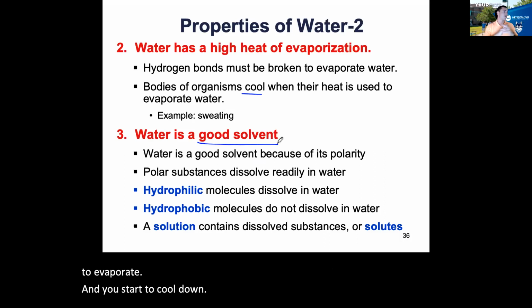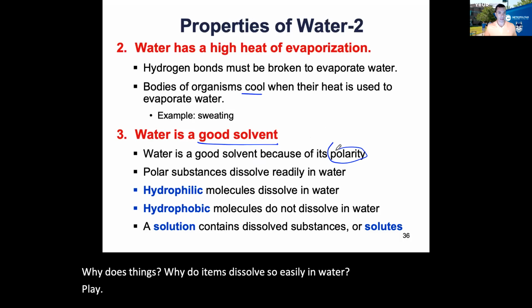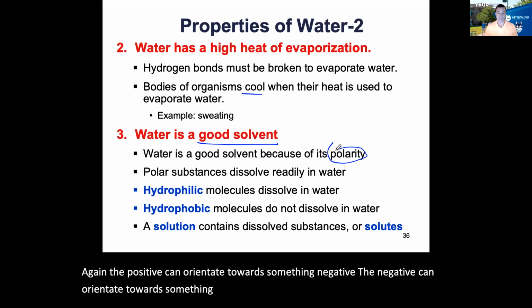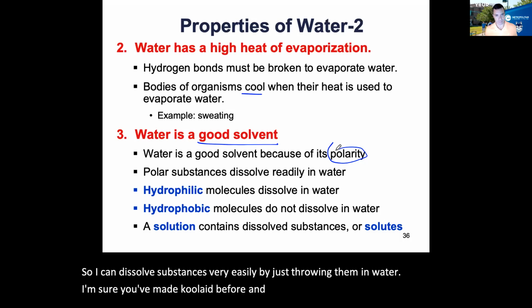Number 3, water is a great solvent. We use water to dissolve things in. Why do items dissolve so easily in water? Come on now, polarity, okay? Again, the positive can orient towards something negative. The negative can orient towards something positive. So I can dissolve substances very easily by just throwing them in water. I'm sure you've made Kool-Aid before and you've seen this phenomenon, okay?